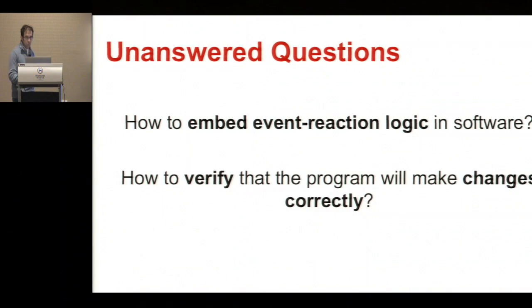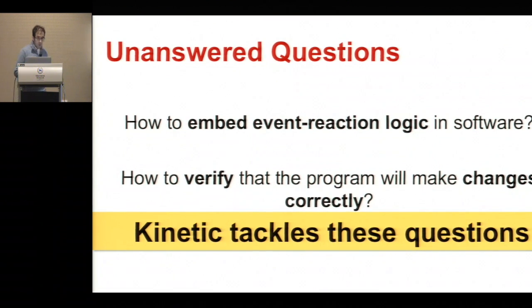Okay, so these are the unanswered questions that we tried to go after in this work. How do we embed how that program should react to these network events? And can we get some assurance that, when an event happens, the program is going to change its behavior in a way that we can reason about? This work that we call Kinetic is meant to rhyme with some of Nate Foster's work, Frenetic and Pyretic and so forth, but the name Kinetic is meant to evoke the fact that we're dealing with dynamics here.